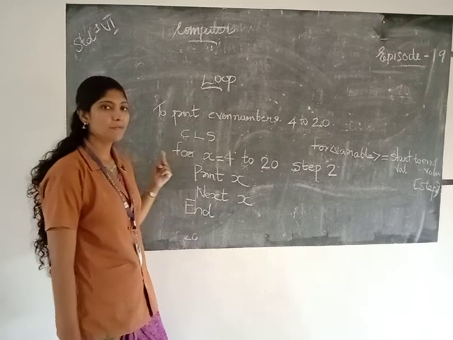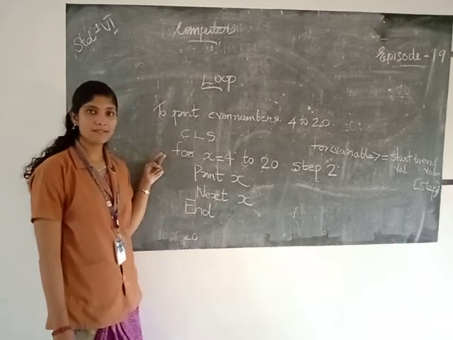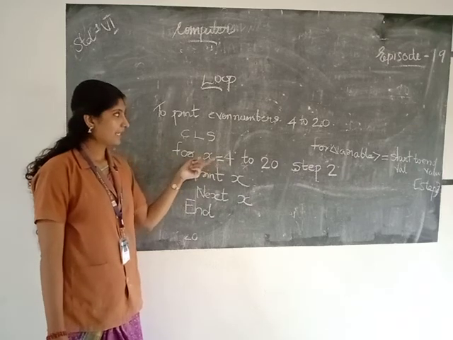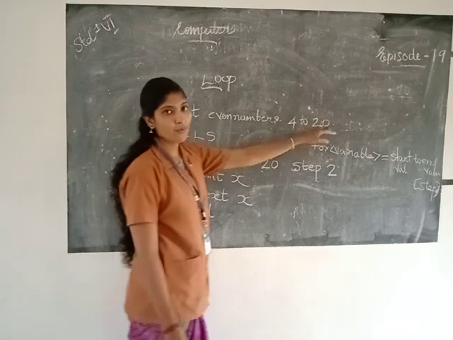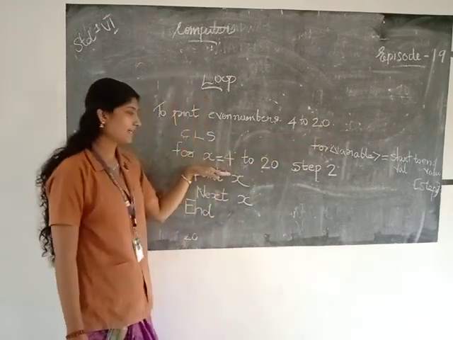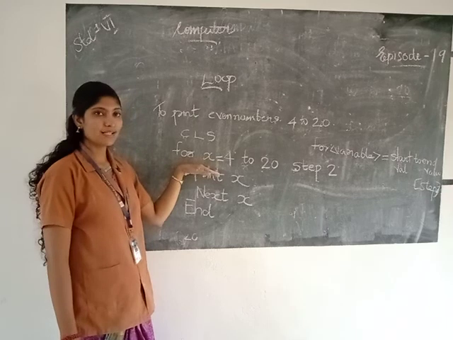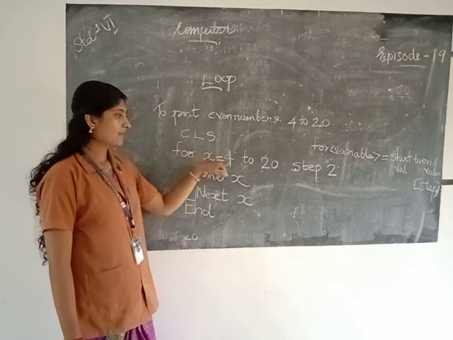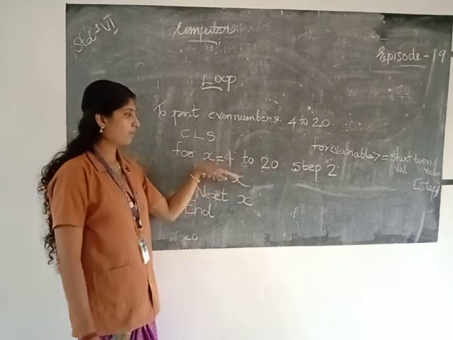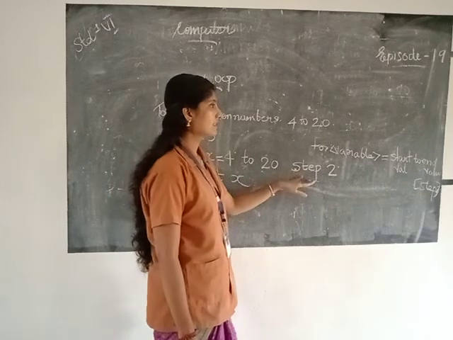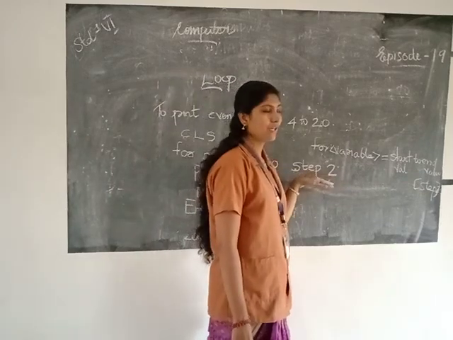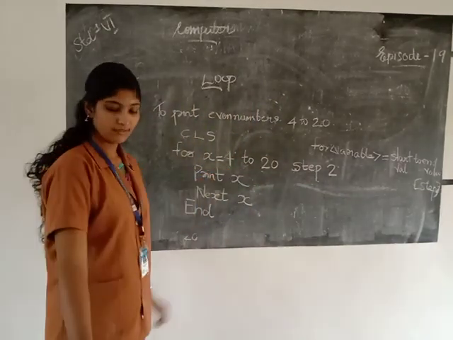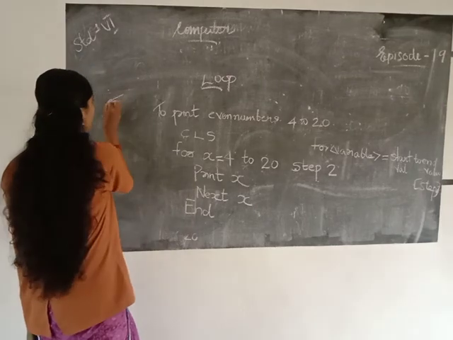For looping. Looping means repeating the statements, repeating the instructions. So X equal to 4. The initial value is 4 and the final or end value is 20. According to the syntax, variable is equal to start value. Start value here is 4. So X equal to 4 to the end value 20. Then step 2 means the interval between each number is 2.